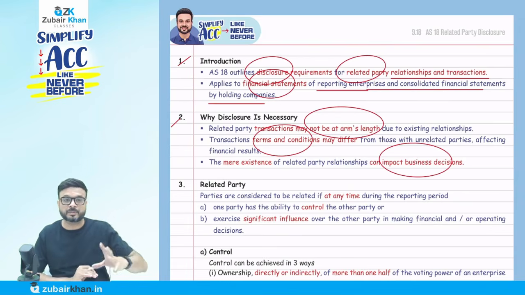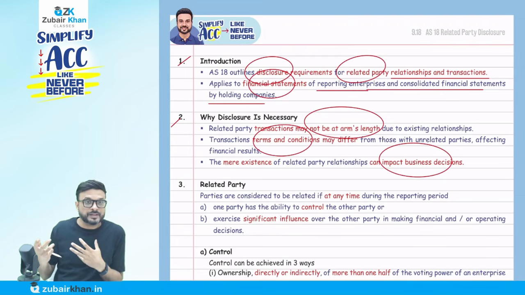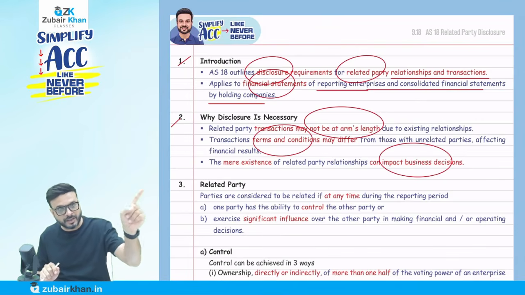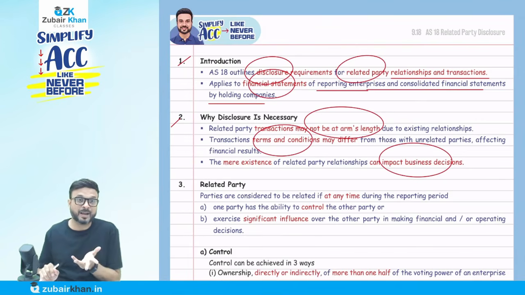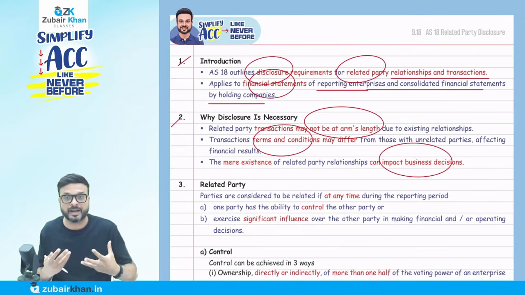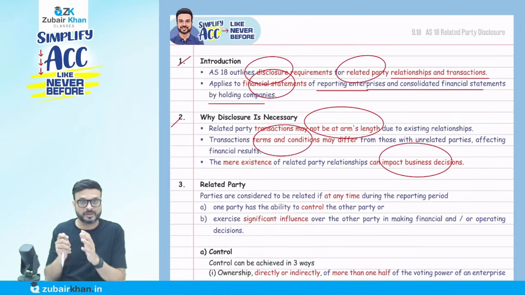Suppose I am the managing director of one company. I can influence the decision of my company. I will tell it to purchase the raw material from A Limited, because A Limited is run by my wife. It might happen. So the mere existence of a related party can impact the business decision. So it is important that when we have a transaction with a related party, we have to disclose it.